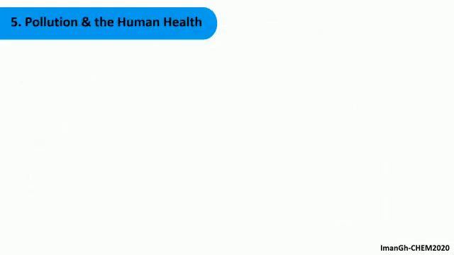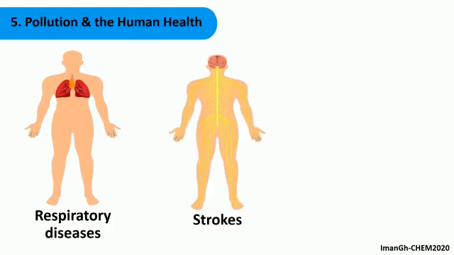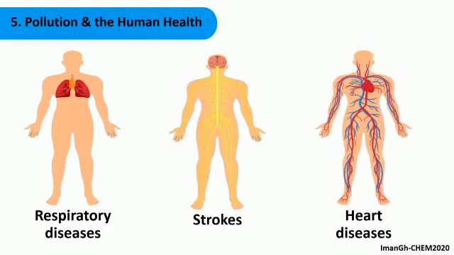Air pollution can highly affect the human health as well. An increase in the level of air pollutants can lead to respiratory diseases, as well as strokes and heart diseases. One of the major air pollutants that can affect the human health is carbon monoxide. It can prevent the transport of oxygen by the red blood cells, leading to suffocation. Carbon monoxide is highly dangerous because it's tasteless, odorless, and invisible.